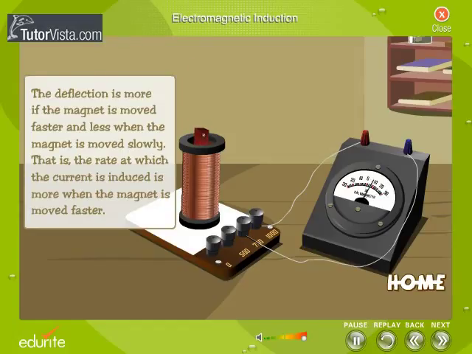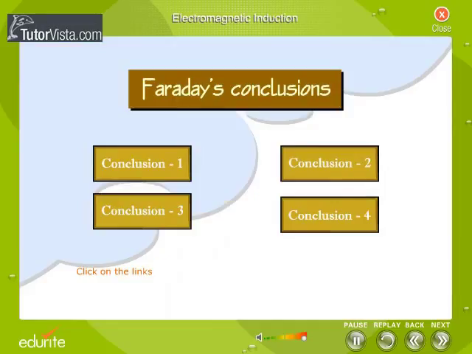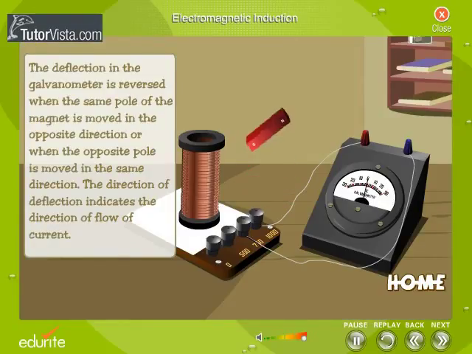The deflection is more if the magnet is moved faster and less when the magnet is moved slowly. That is, the rate at which the current is induced is more when the magnet is moved faster. The deflection in the galvanometer is reversed when the same pole of the magnet is moved in the opposite direction or when the opposite pole is moved in the same direction. The direction of deflection indicates the direction of flow of current.